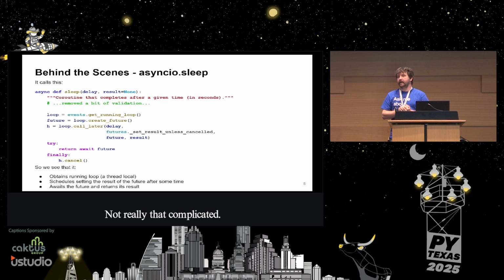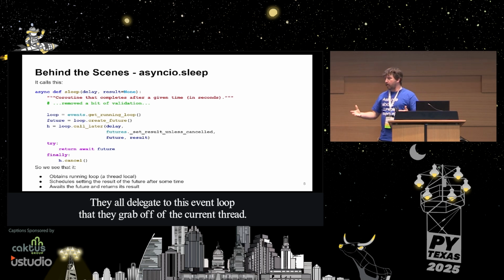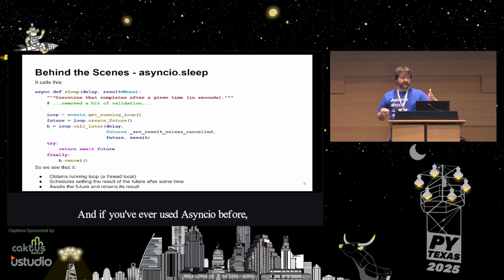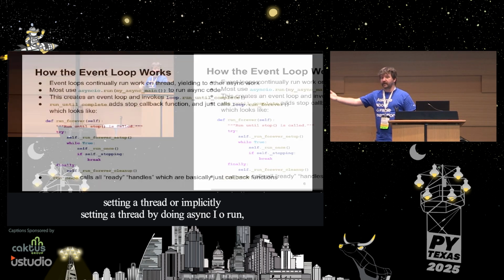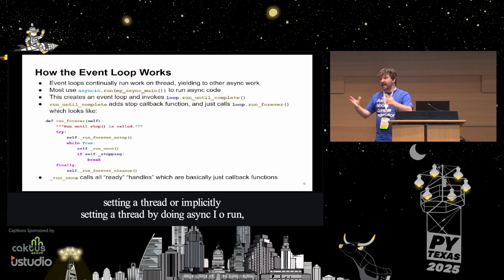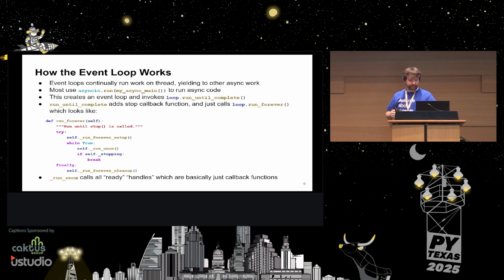Not really that complicated. Different asyncio primitives work in a similar way. They all delegate to this event loop that they grab off of the current thread. And if you've ever used asyncio before, a lot of times you have probably seen yourself implicitly setting a thread by doing asyncio.run, which basically creates an event loop, sets the current event loop, and then runs the code, right? And there's cancel stuff, but we won't get too deep into that.